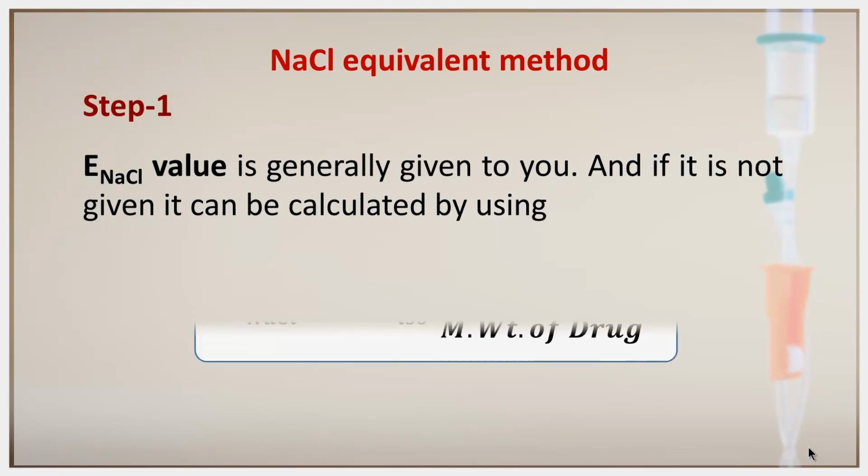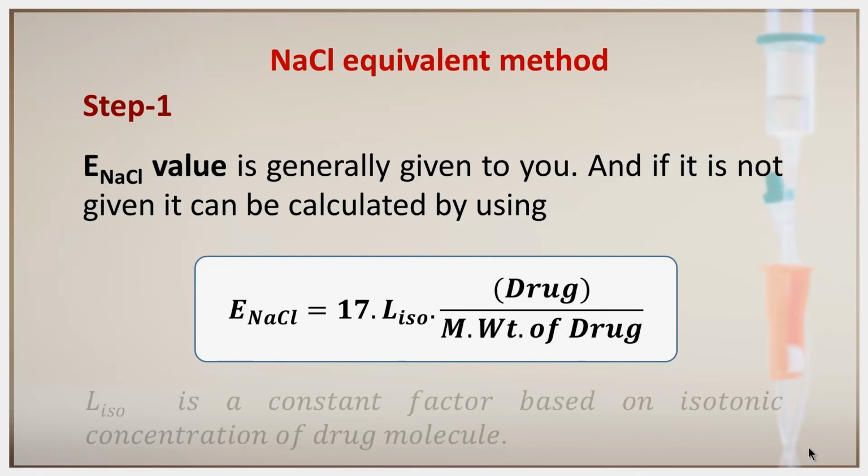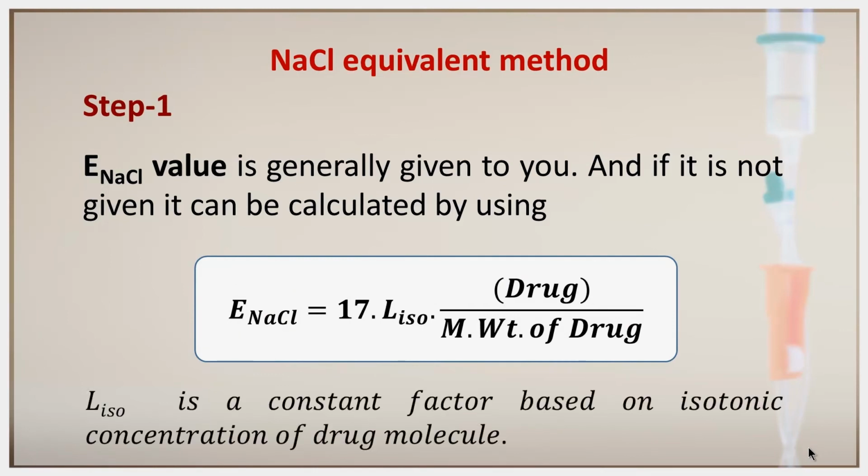So, in step 1 we will be calculating E NaCl value, which is generally given to you in the question, and if it is not given, it can be calculated by using this formula: E NaCl equal to 17 L-iso of drug divided by molecular weight of drug. What is L-iso? L-iso is a constant factor based on isotonic concentration of drug molecules.